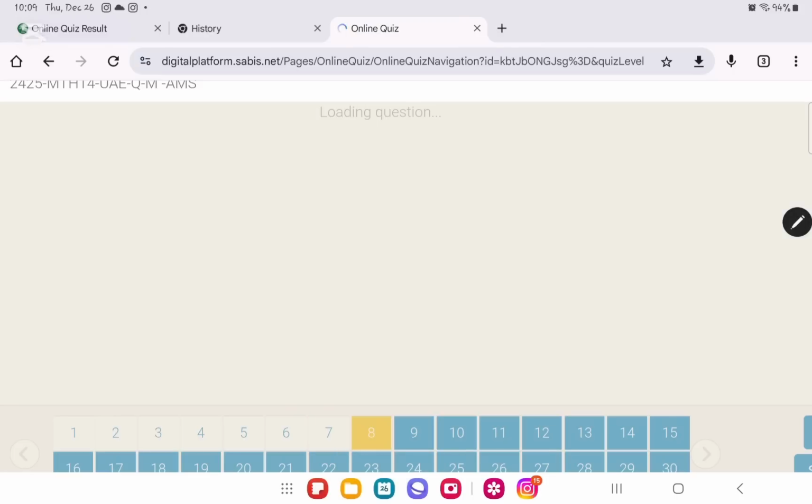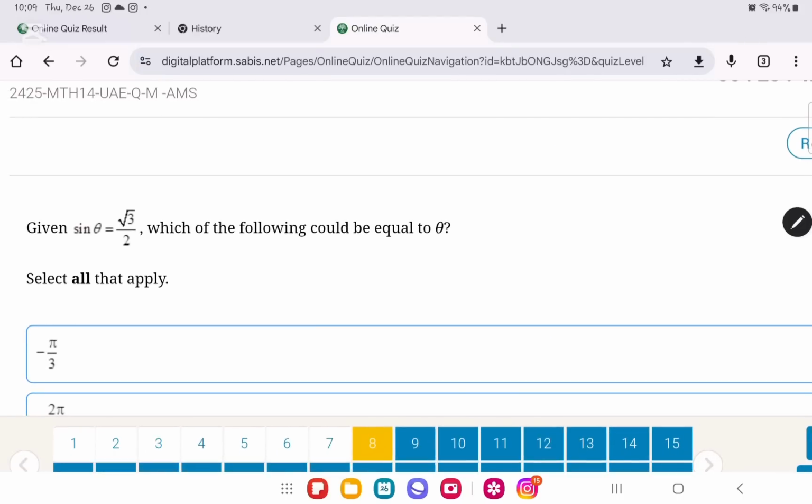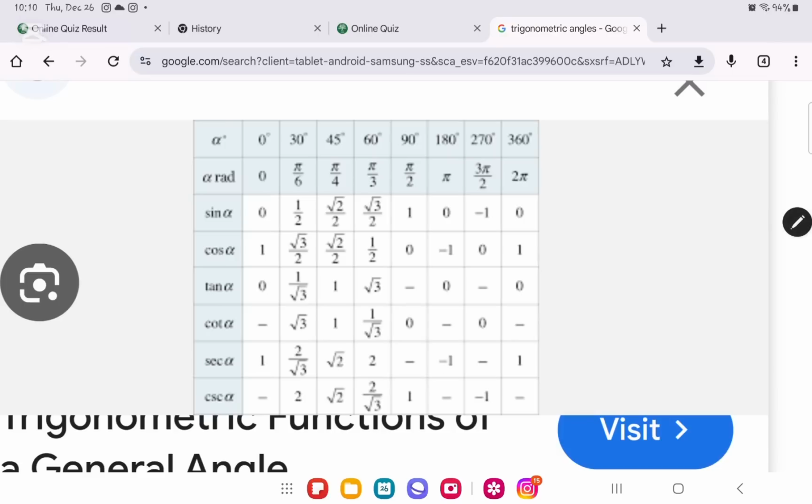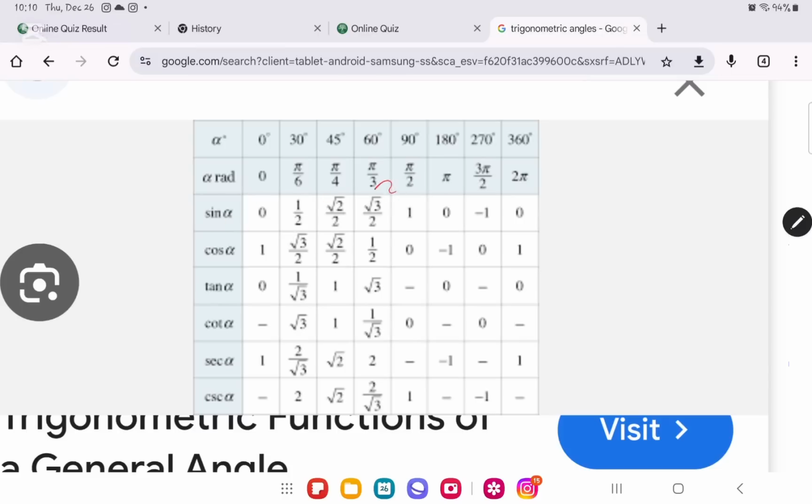Now moving on to question number 8. Now here for this question, you guys have to memorize the trigonometric table, the trigonometric angles table, for the sine, cosine, tangent, etc. I'm just gonna search it up one sec. You guys have to memorize this table. So you have to memorize that sine of the angle is what? So going back to our quiz, they need sine of the angle to give us radical 3 over 2. So coming back here, what gives us radical 3 over 2?